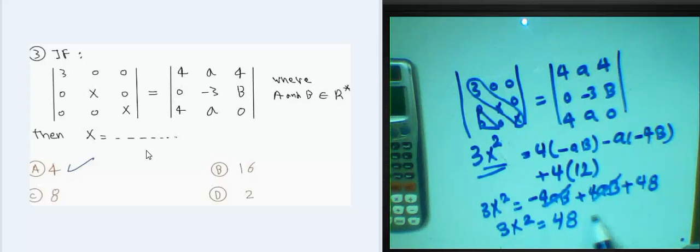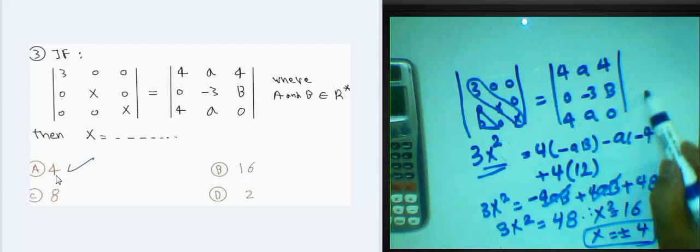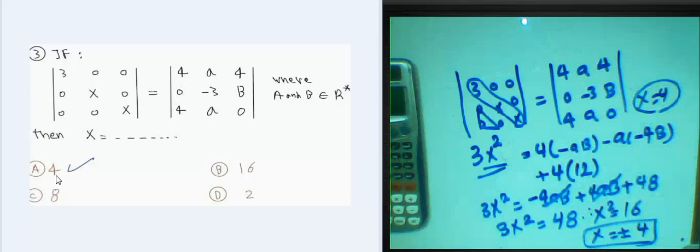Here it will be what? x² will be 16. Then x will be positive or negative square root of 16, which is 4. When a and b belong to R star, then x equals 4. x will be equal to 4 because it tells us a and b belong to R star.